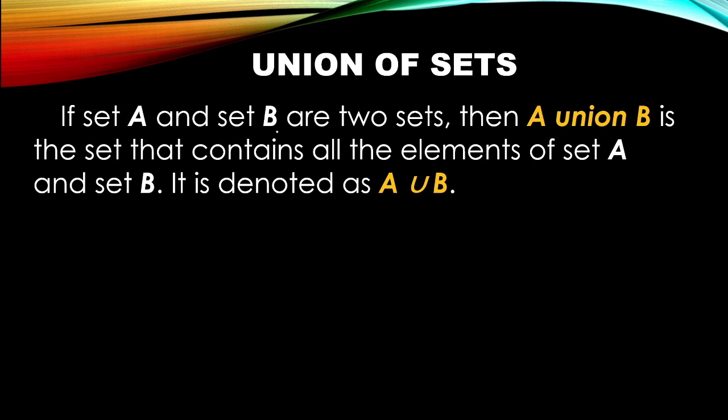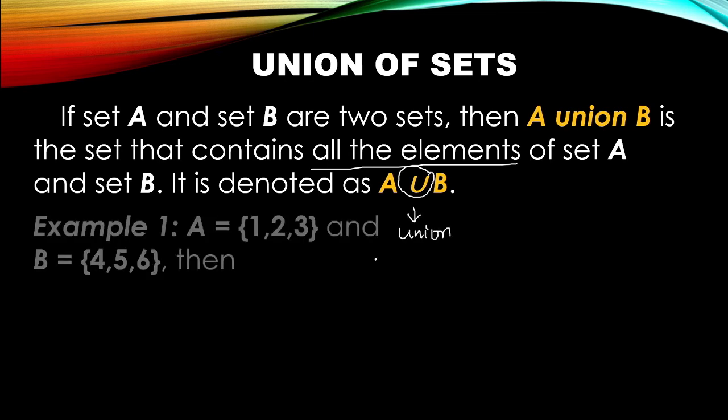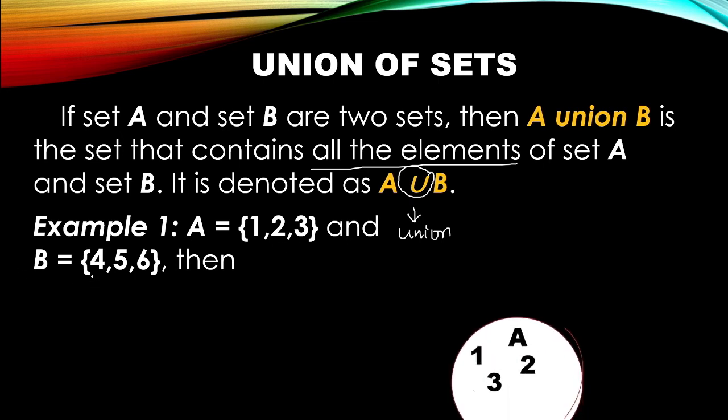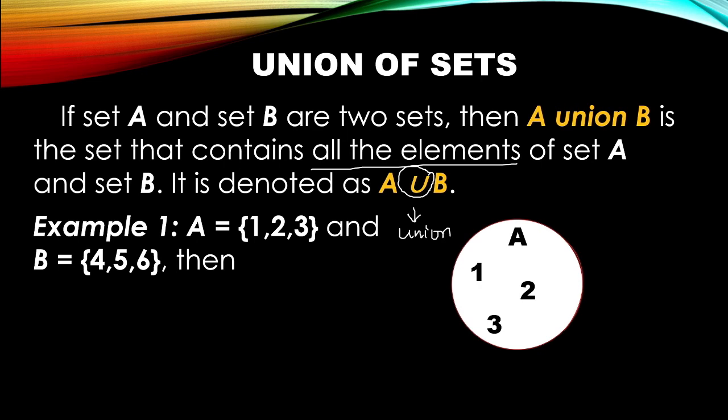If set A and set B are two sets, then A union B is the set that contains all the elements of set A and set B. It is denoted as A union B. So, this is the symbol for union. Example, set A has the elements 1, 2, 3, and set B has the elements 4, 5, 6. Okay, let us use the Venn diagram.